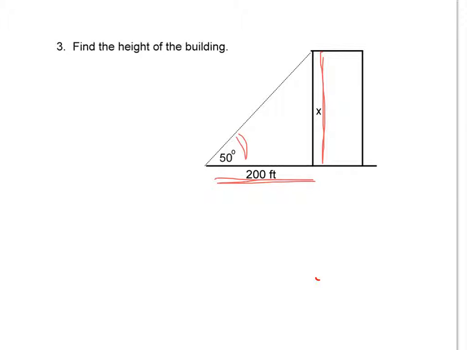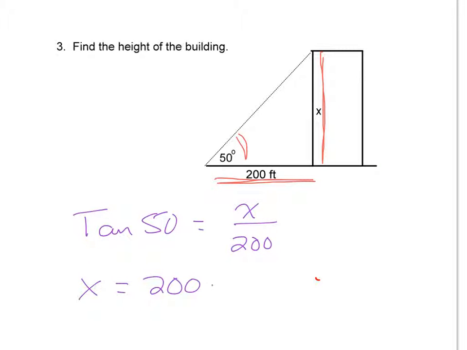So I got to choose my function. I'm going to choose my tangent because I know that I have an opposite and I have an adjacent. So I know that the tangent of 50 is equal to x, the opposite leg, over the adjacent leg, 200. I'm now going to multiply both sides of my equation by 200. So I'm going to get x is equal to 200 times tan 50.